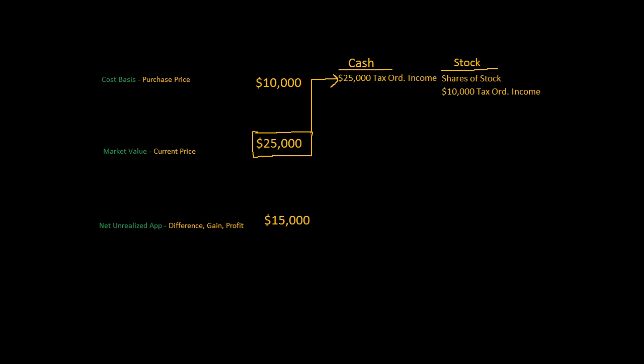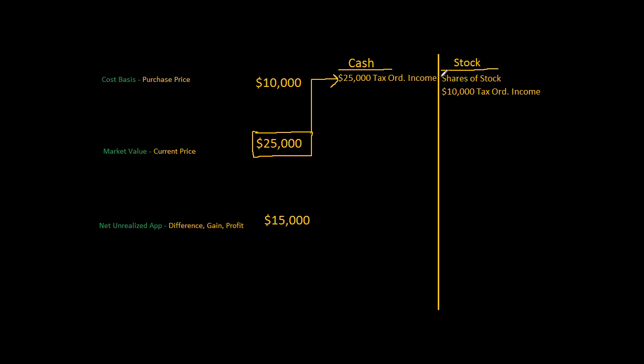Okay, so there are some big differences here. Before, you got cash; now you get stock. Before, you paid $25,000 in ordinary income; now you're paying $10,000 in ordinary income. Okay, so those are some big differences between the two. Now, down the line, on this one, there's no real down the line. You've already paid taxes. That's already done.